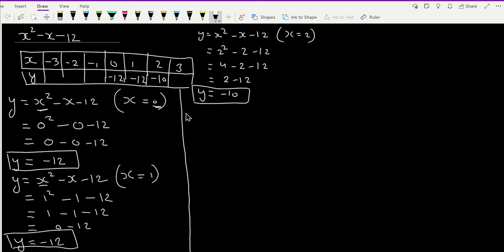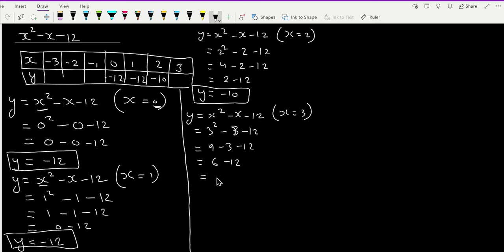Similarly I will calculate for x is equal to 3. So here I will get x is equal to 3. So 3 square minus 3 minus 12. So 3 square is 9. 9 minus 3 minus 12, which is nothing but 6 minus 12. So I will get minus 6. So y is equal to minus 6 for the value of 3.